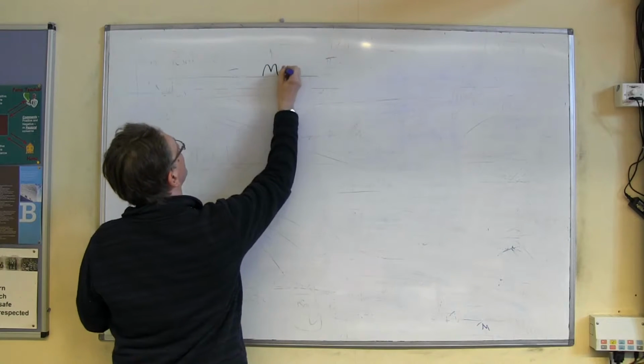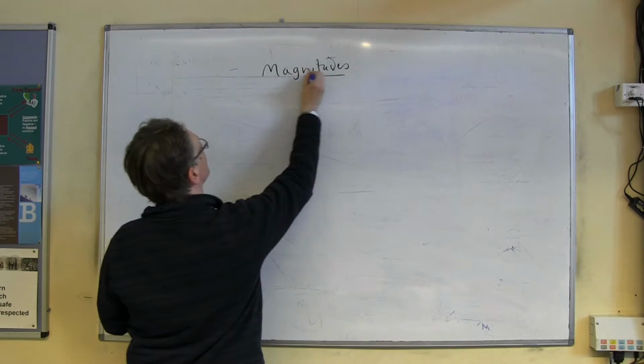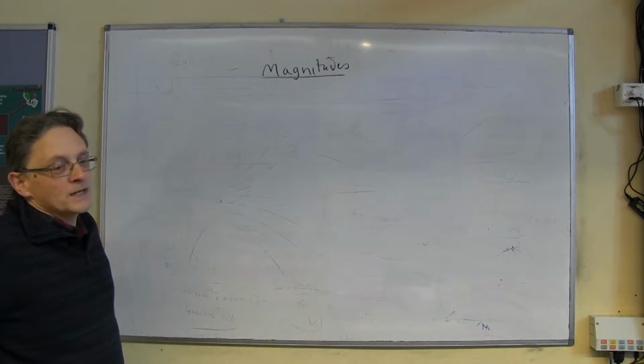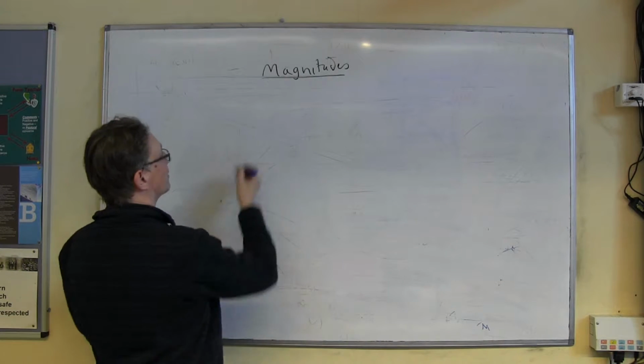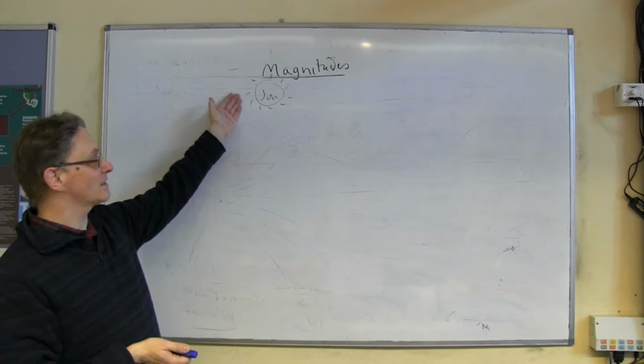Okay, so let's have a look then at magnitudes, or the magnitude scale as it's sometimes called. A good way to get your head around this is to think about the brightest star in the sky. What's the brightest star in the sky? So the brightest star in the sky is the sun.